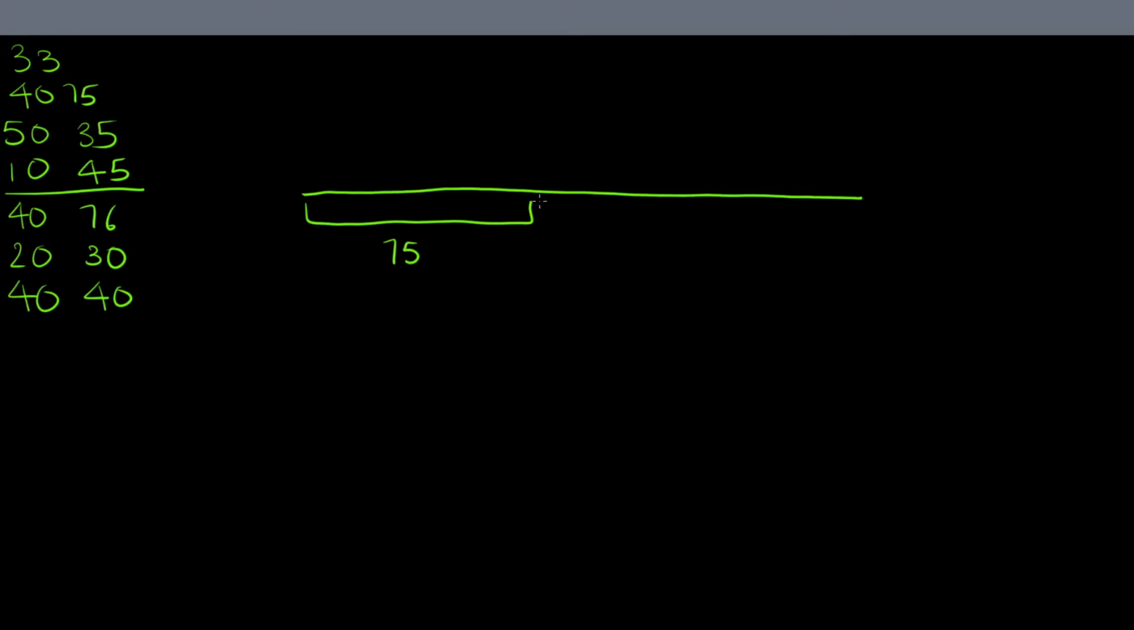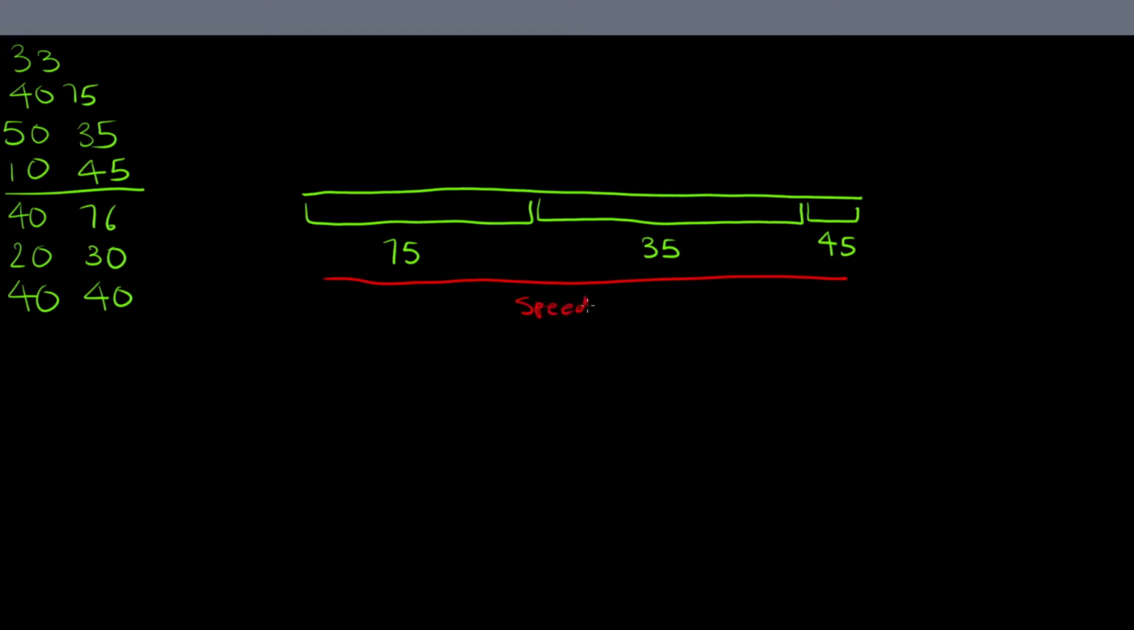The next 50 will have a speed limit of 35. And the final 10 miles will be 45. Now, all of these speeds are the speed limits. So we'll draw a line, and to remember, these are the speed limits.